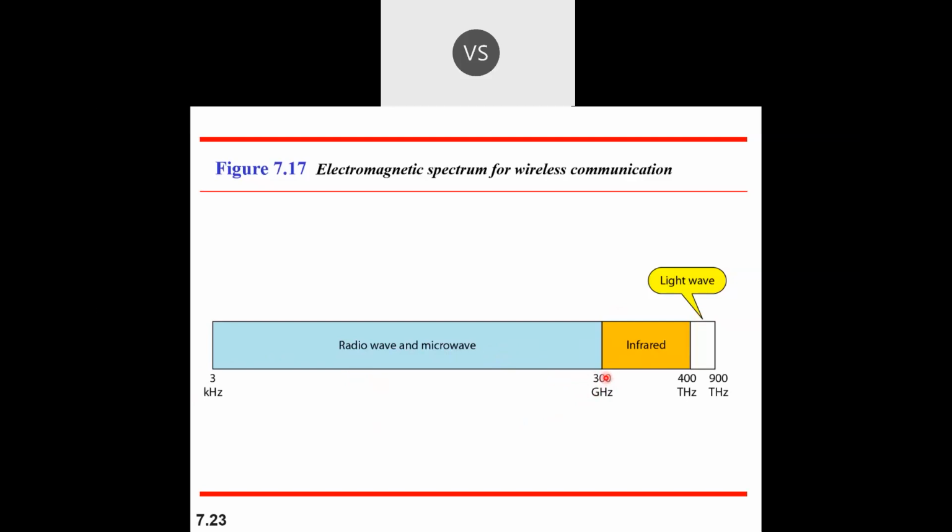From 300 gigahertz to 400 terahertz, it is known as an infrared wave. From 400 terahertz to 900 terahertz, it is a light wave. Whatever light we are seeing, the red, green, blue lights, comes under the 400 to 900 terahertz range. And the fiber optic cable with red, green, blue, infrared laser can work from about 100 terahertz up to 900 terahertz. So these are the spectrums we have: radio and microwave, infrared, and light wave spectrum.